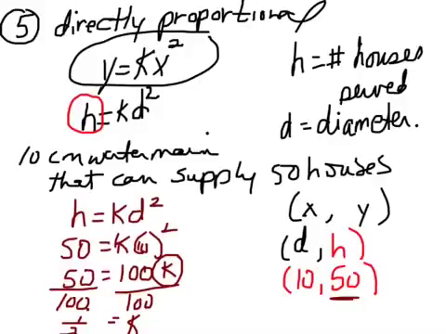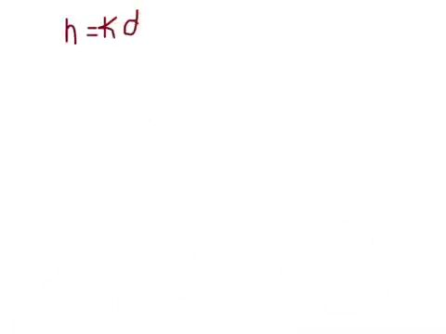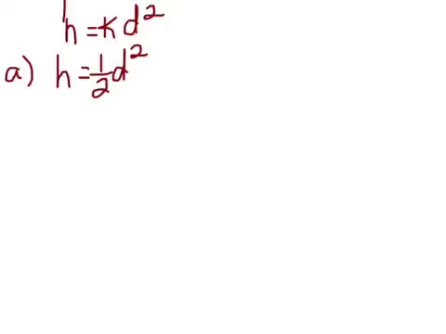Oh, guess what? We know our equation now. That's a 2. I just can't get it to fit in there. Let me write it over here. So if K is a half, I'm going to need a new slide here because I'm out of room. And I had H equals KD squared. Now I can put that K in and I've got my equation. H is a half times diameter squared. So on A, when they want you to write the particular equation, this is the answer to A. They just want you to write the equation that you could use to plug in any diameter and tell how many houses it would serve.